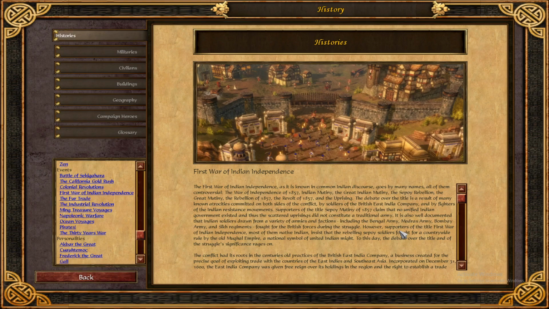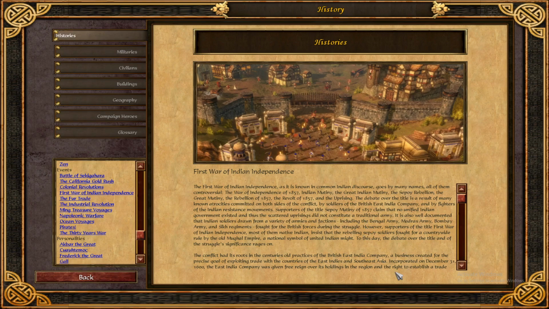Supporters of the title Sepoy Mutiny of 1857 claim that no unified Indian government existed, and thus the scattered uprising did not constitute a traditional army. It is also well documented that Indian soldiers drawn from a variety of armies and factions, including the Bengal Army, Madras Army, Bombay Army, and Sikh regiments, fought for British forces during the struggle.